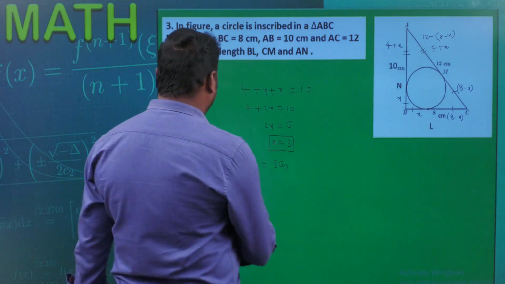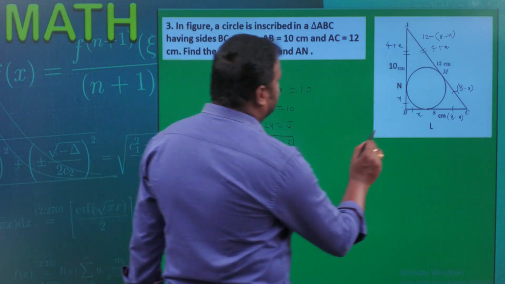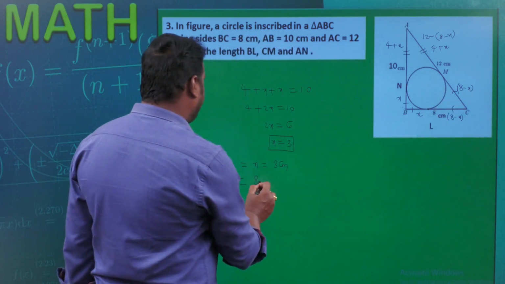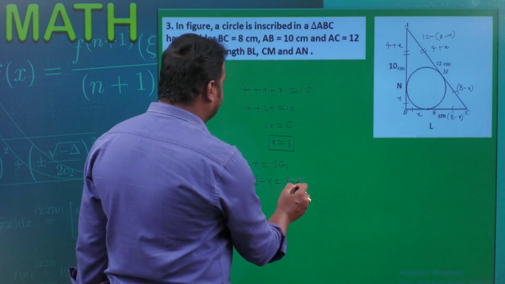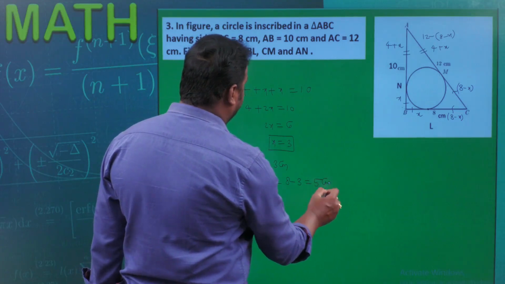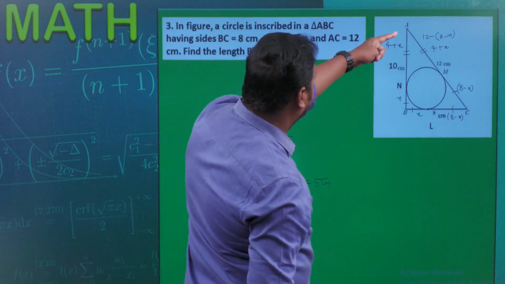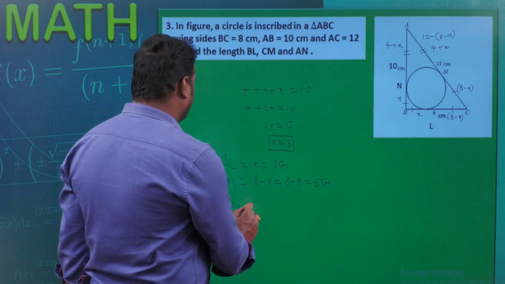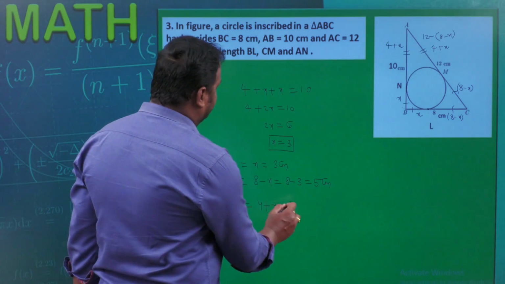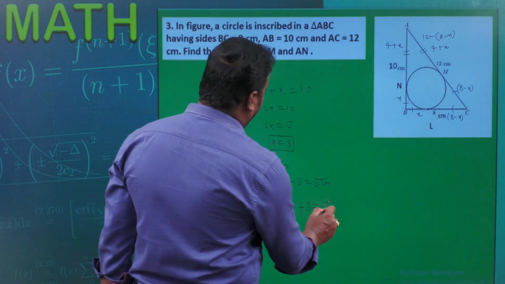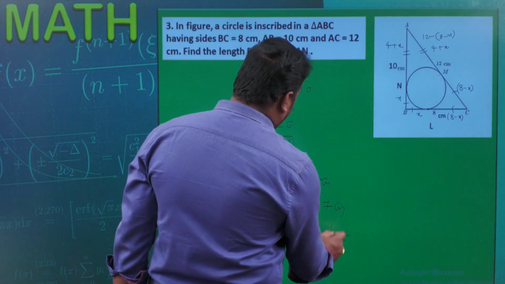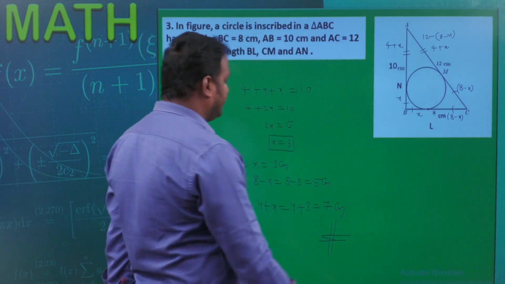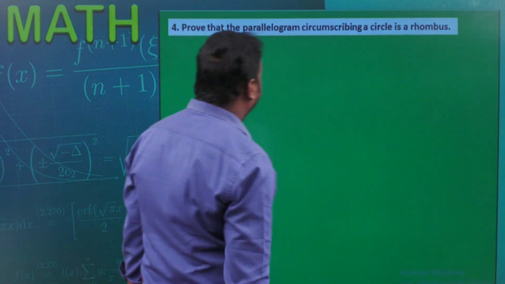And then we want CM. CM is equal to what? CM is 8 minus x. 8 minus x is equal to 8 minus 3, which is equal to 5 centimeters. And next one is AN. AN is equal to 4 plus x, that is 4 plus 3, which is equal to 7 centimeters. So this way we can answer this problem easily. You understand? Right. So coming to the next one.